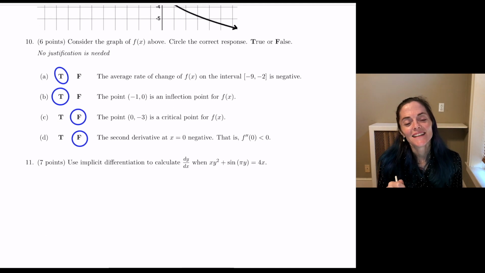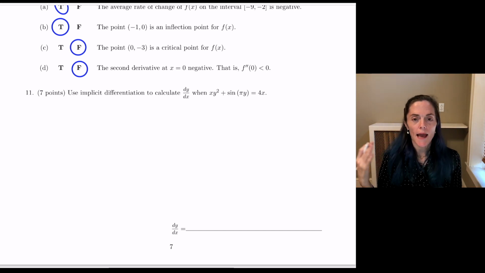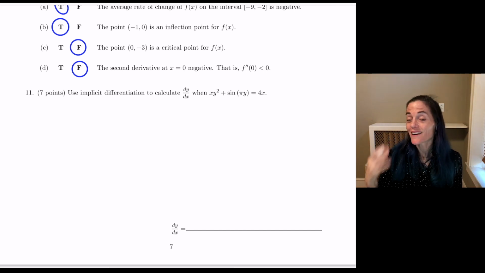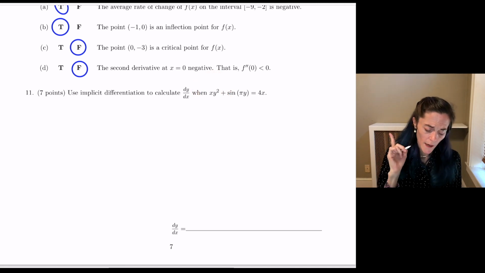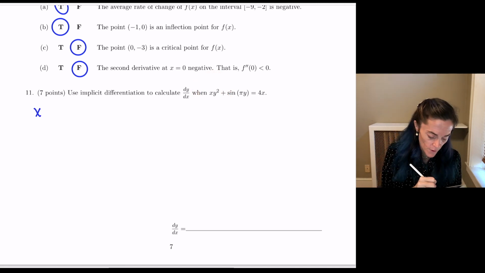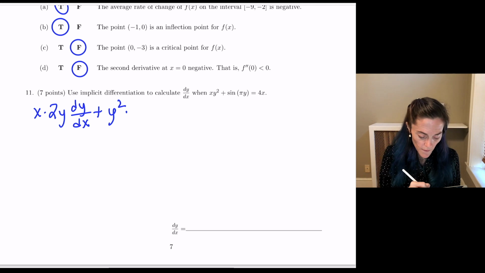All right. Last question. We want to calculate dy dx when x squared y plus sine pi y is 4x. This question is very similar to one I did in a video recently, but we will still work it. It's a wonderful exercise. Okay, first, we have product rule. So when I go to differentiate x squared y, we have first times the derivative of the second. The derivative of the second is 2y dy dx. Then we put a plus, and we have the second times the derivative of the first.